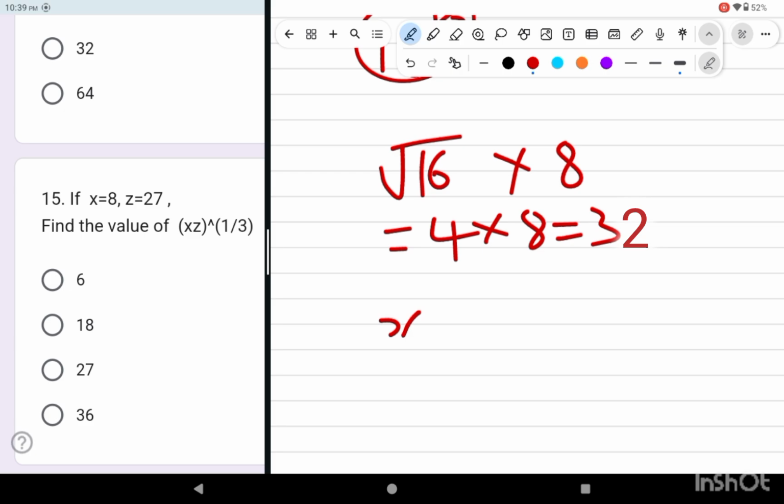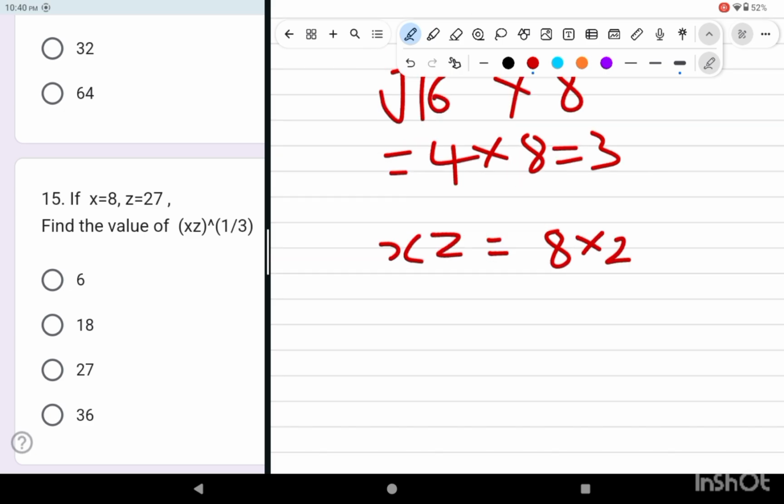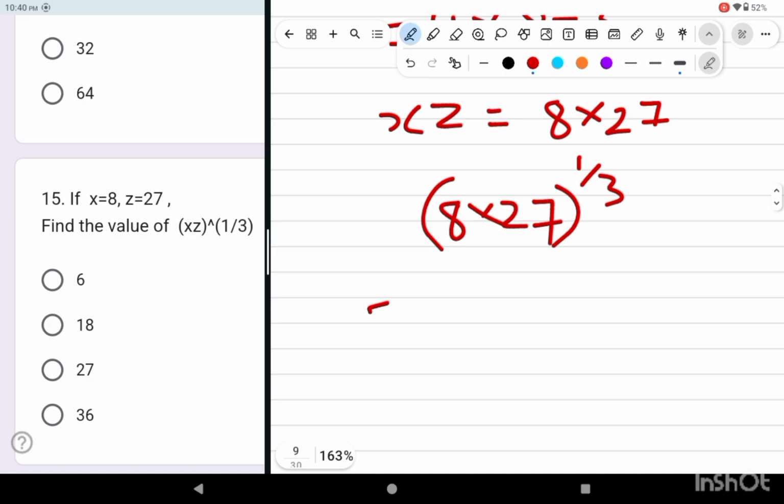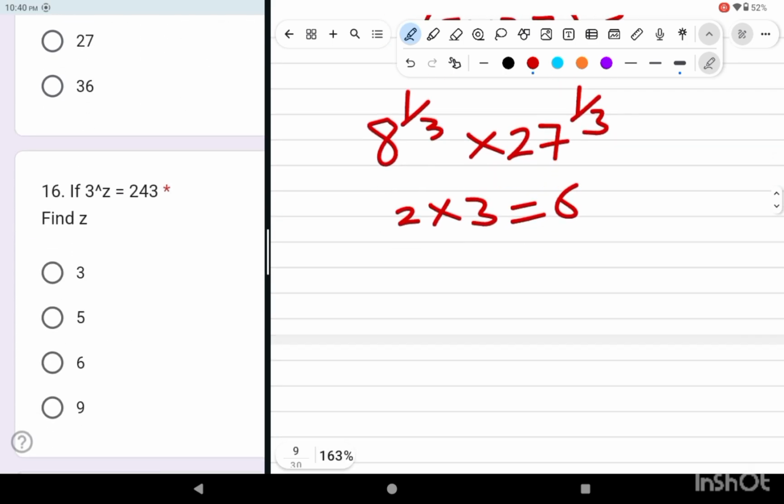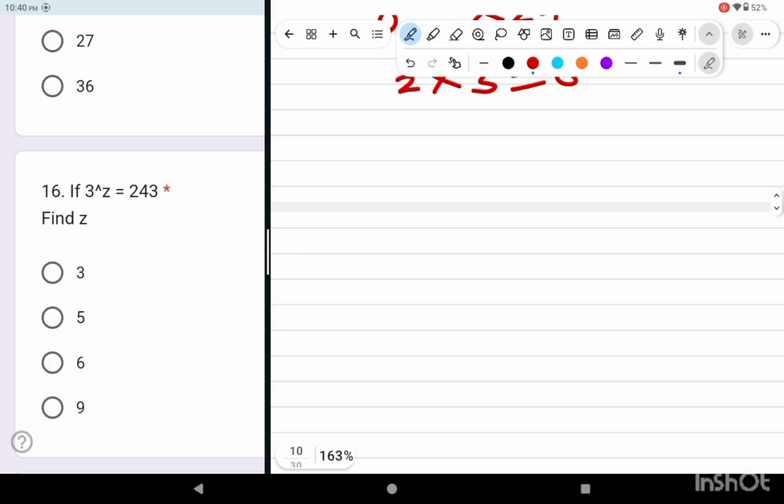For question 15, if x equals 8 and z equals 27, find the value of xz raised to power 1 over 3. In this case, xz means 8 times 27, then all raised to power 1 over 3. As we can see that both 8 and 27 are cubes of a number, so distribute the power 1 over 3 on each of both numbers. Cube root of 8 is 2 times cube root of 27, 3. 2 times 3 equals 6.